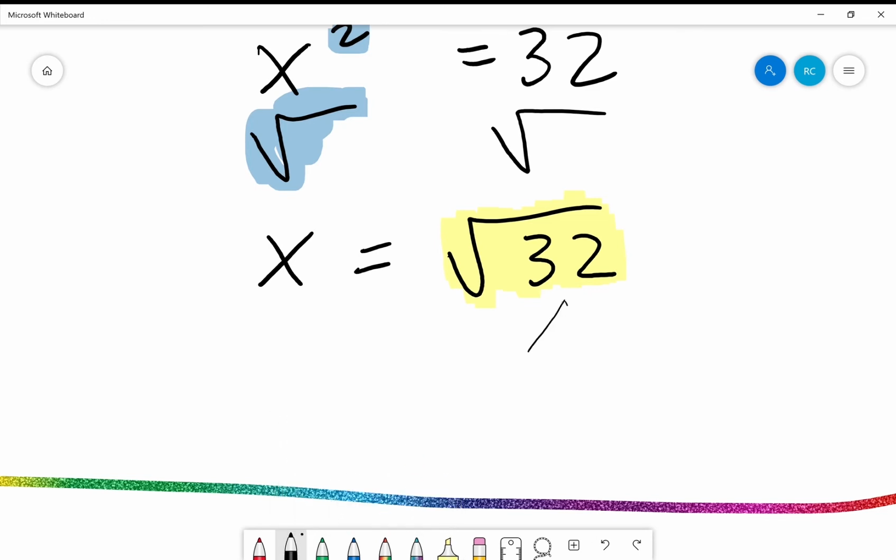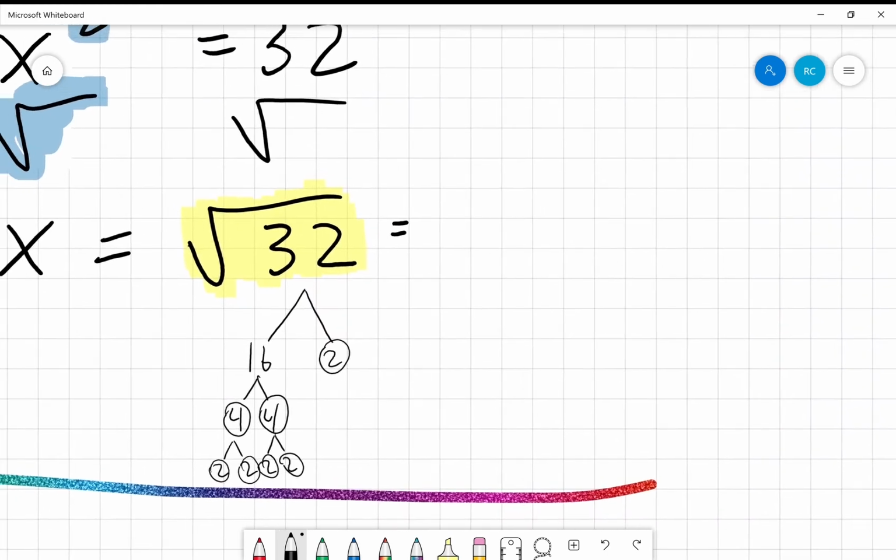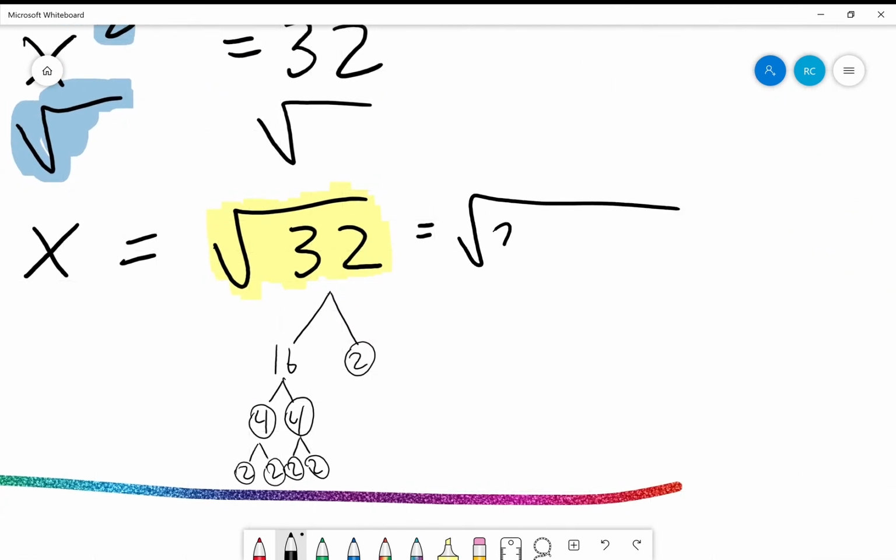So 32, well, let's see, that's 16 times 2. 16 is 4 times 4, and each of those 4s is 2 times 2. So the square root of 32 is the same thing as the square root of 2 times 2 times 2 times 2 times 2. Right? 32 is 2 times 2 times 2 times 2 times 2. If you don't believe me, grab a calculator, check it out yourself.